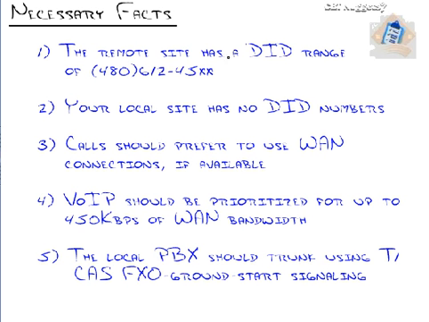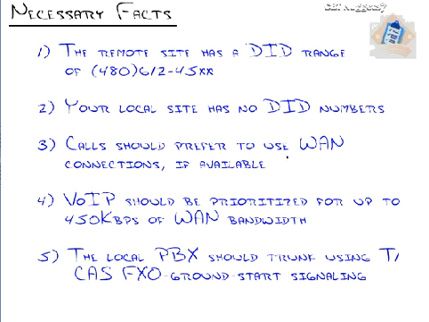First off, the remote site has a direct inward dial DID range of 480.612.45XX. So when we look back at that remote site, we should be able to implement some kind of PSTN failover using that range to dial into that network. However, our local site has no DID number since it only has two FXO port connections. It will just have the incoming number of whatever those FXO ports are.